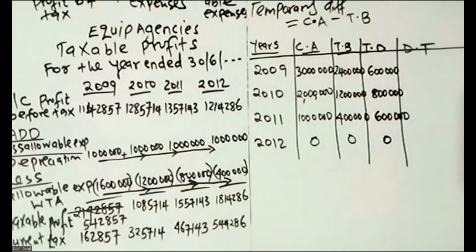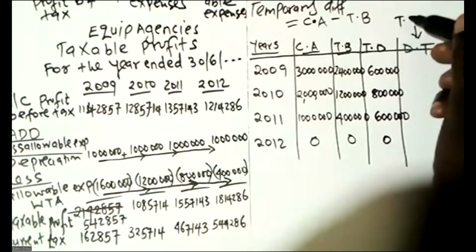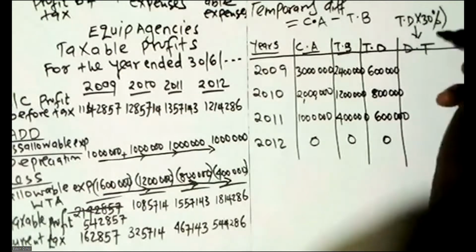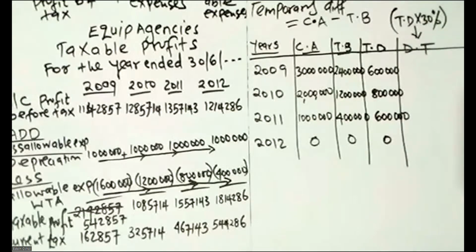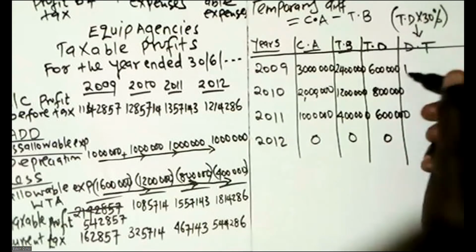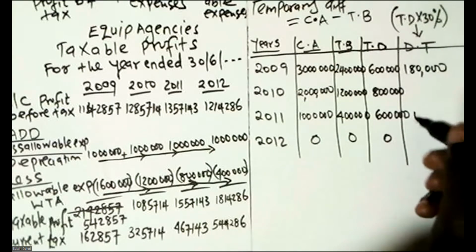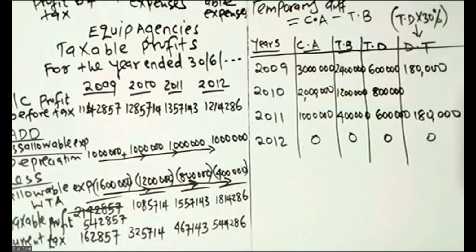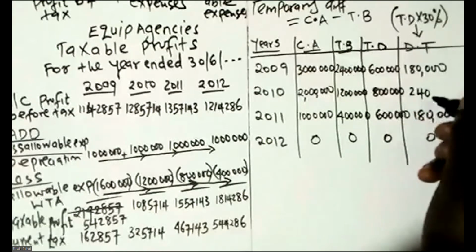So to get the deferred tax, you get your temporary difference and you multiply by the tax rate. You multiply by 30%. So 600,000 times 0.3, this is 180,000. Remember, this is 180,000. This is 0. What about 800? This is 240,000.